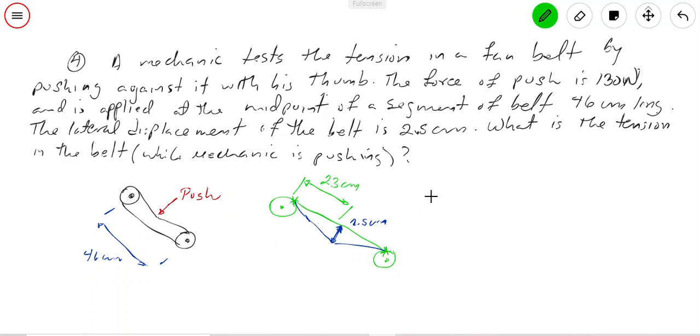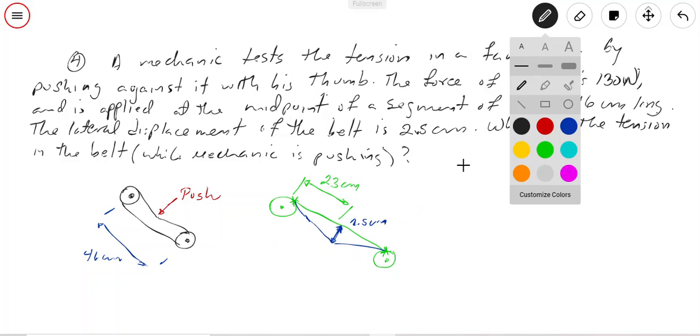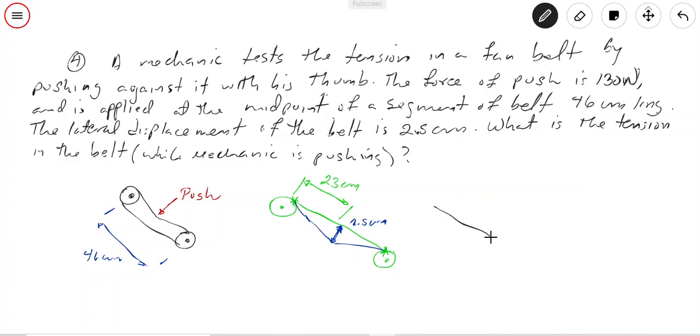So basically, what we have here is a triangle like this, a right triangle with 23 centimeters here, 2.5 centimeters here, and it's important to find the angle theta, right? So of course, this here will be the hypotenuse, and these two are legs of the triangle.